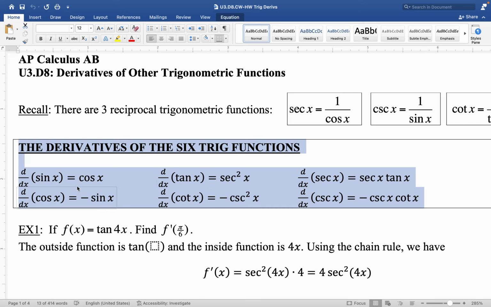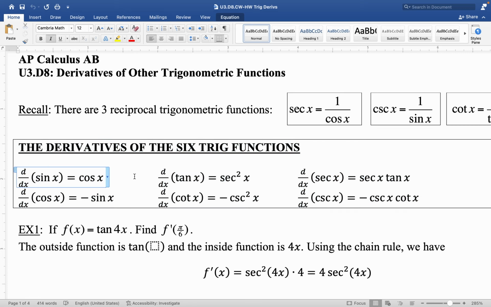So between yesterday's worksheet and stuff that we learned a long time ago, we actually now know the derivatives of all 6 trig functions, right? The derivative of sine is cosine, you've known that for a long time. The derivative of cosine is negative sine, you've known that for a long time. But we also saw that the derivative of tangent is secant squared. The derivative of cotangent is negative cosecant squared. The derivative of secant is secant times tangent, and the derivative of cosecant is negative cosecant times cotangent.